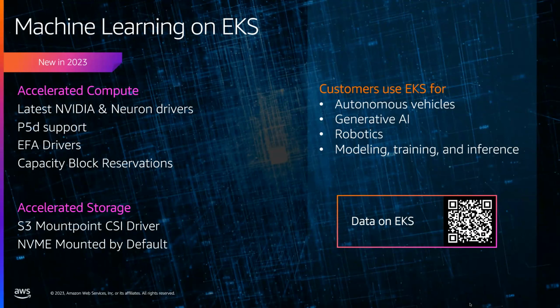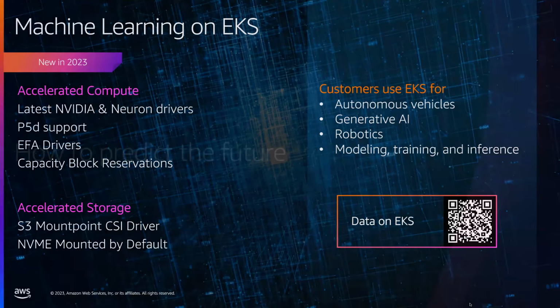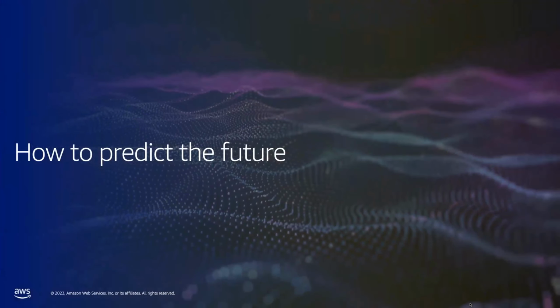For machine learning and AI/ML, we have a project called Data on EKS. You scan the QR code, you can see lots of reference architecture and kickstart code, and then you can deploy that in a few minutes, depending on the patterns. And you can see everything up and running for you to learn and modify to suit your needs. Hi, this is the past. All right, can we predict the future? What does it look like?